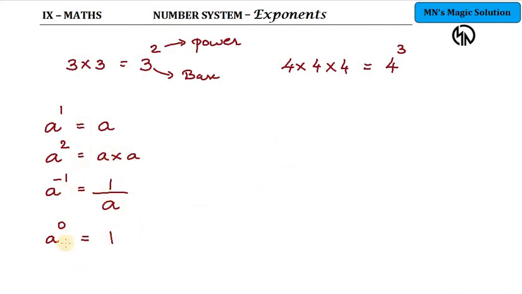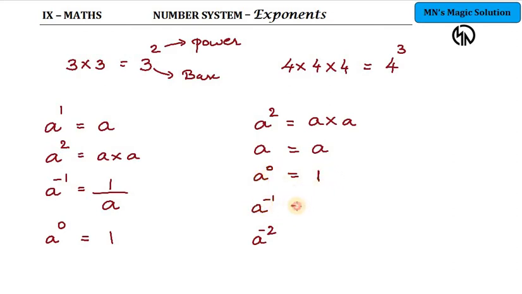So to be very precise, when you arrange everything, see a squared, a power 0, a power minus 1, a power minus 2. How can this be expressed? Instead of a squared, I can write a into a. Instead of a power 1, it is just a, and a power 0 is nothing but 1. Anything to the power of 0 will be equal to 1. a power minus 1 is equal to 1 divided by a. a power minus 2 will be equal to 1 divided by a squared, or you can say a into a. So this is one set of expressions relevant to exponents.